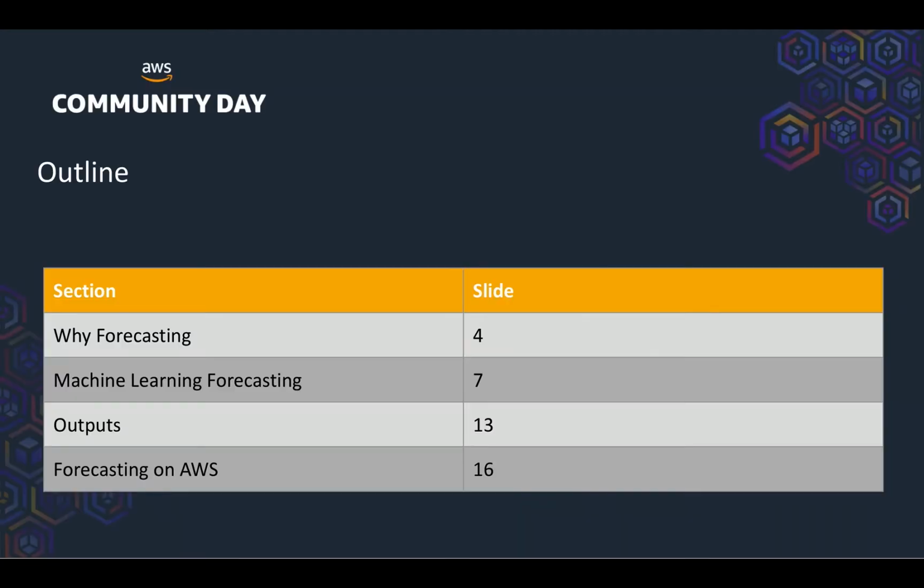Okay, this is the outline of my talk. First, I will explain why forecasting is important for business. Then I will spend a bit of time diving into the machine learning forecasting methodology and forecast performance on the output section. Furthermore, an example of how to run time series forecasting on Amazon Forecast will be demonstrated.